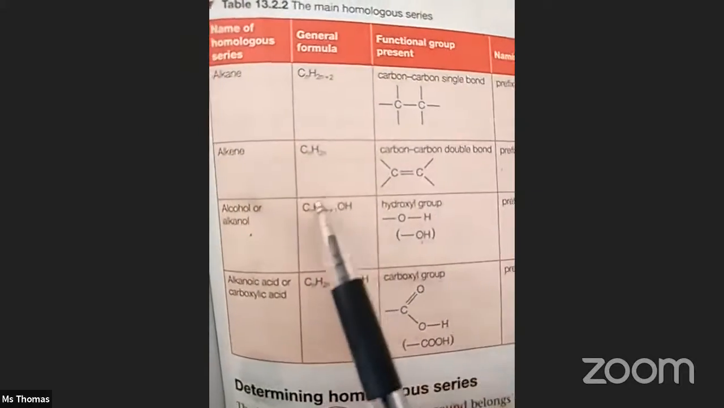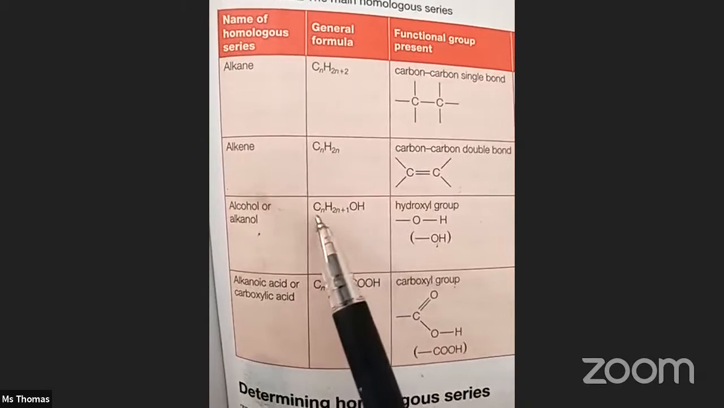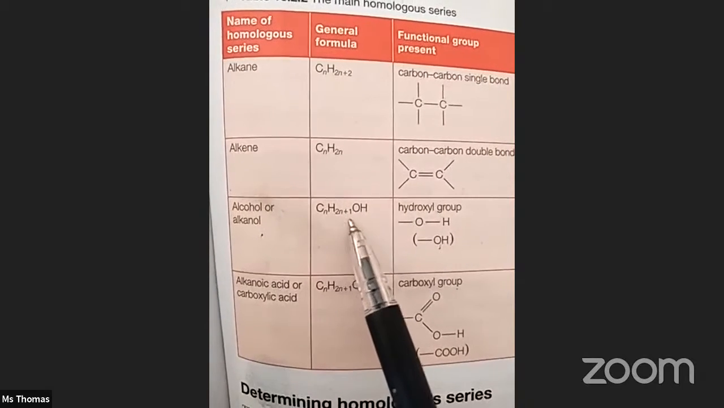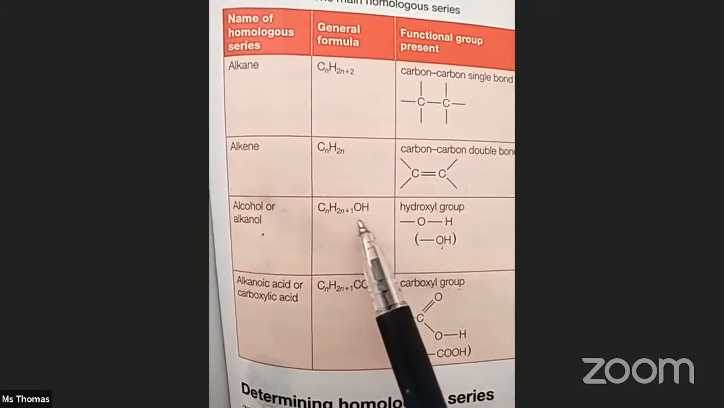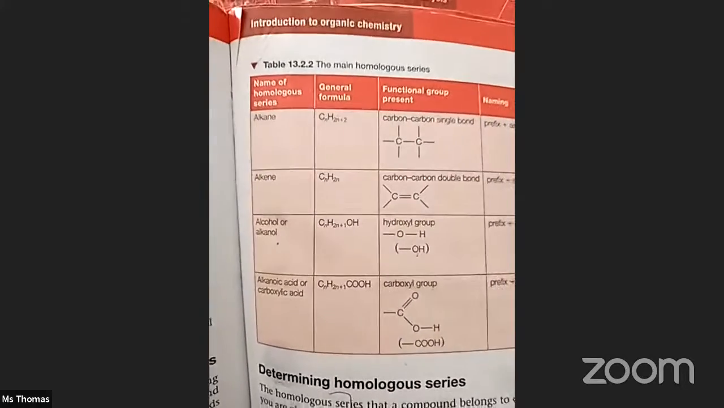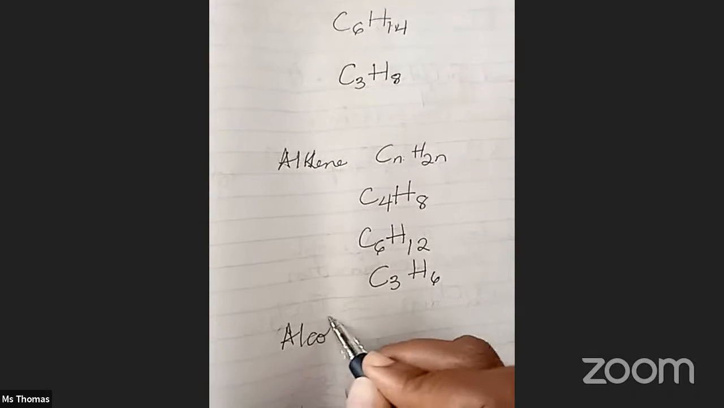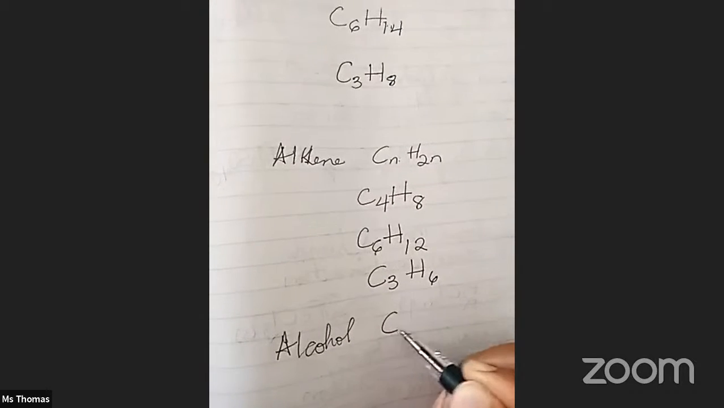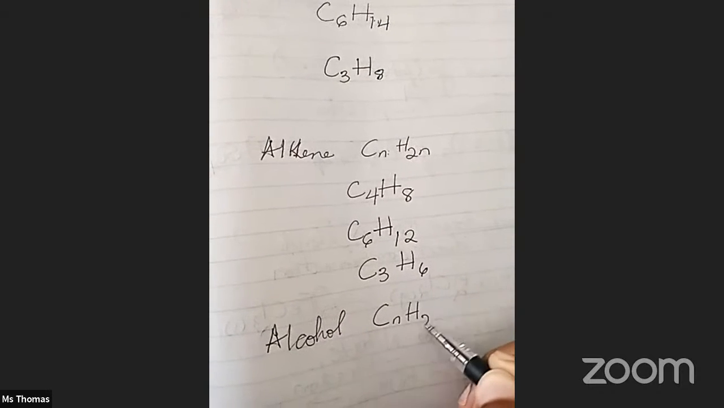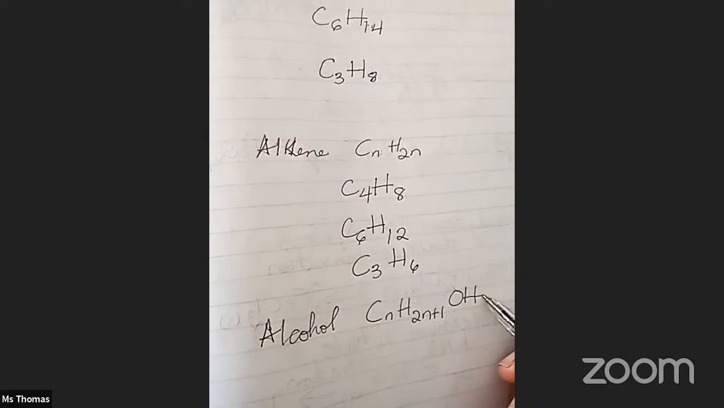Now let us look at alcohols. For alcohols, the general formula is CnH2n plus 1, and then you have an OH group attached to that. So let us see what those formulas will look like. For alcohols, it's CnH2n plus 1 plus an OH group attached.